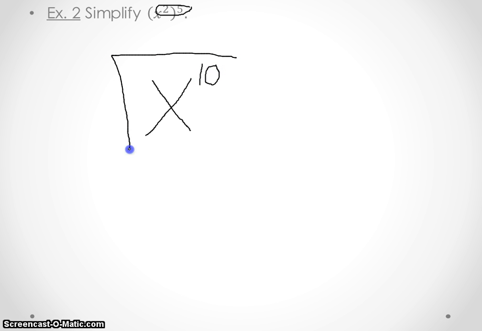Alrighty, example 2 just says to simplify x to the 2nd all to the 5th power. Now remember, this is our power to a power rule here. So all you need to do then, if we're taking a power to a power, that means we multiply these two numbers. So 2 times 5 gives us x to the 10th power. And that's as simple as we can get, so that's all it is. So x to the 10th power.